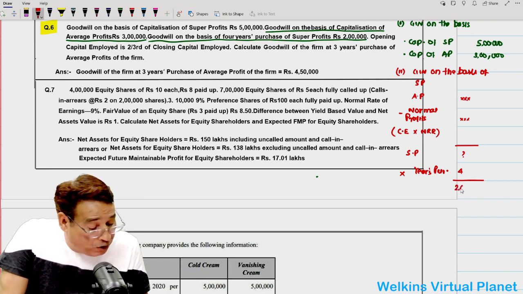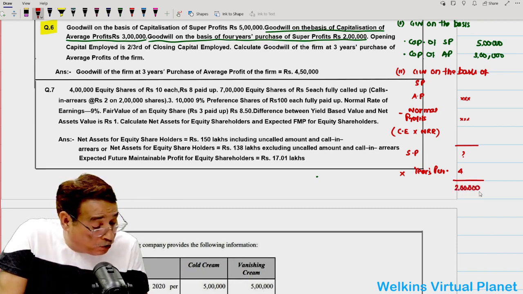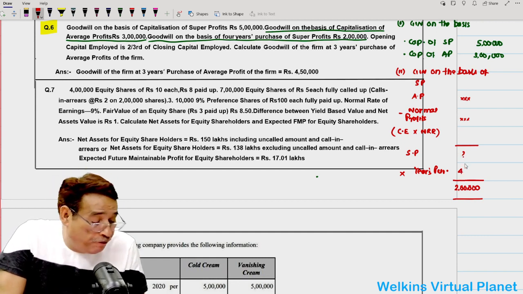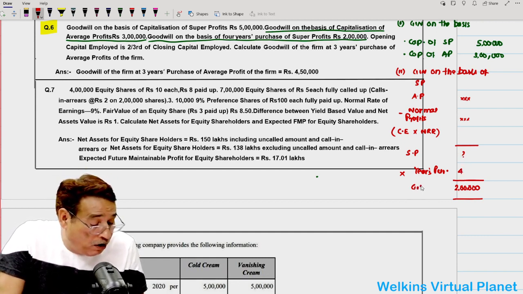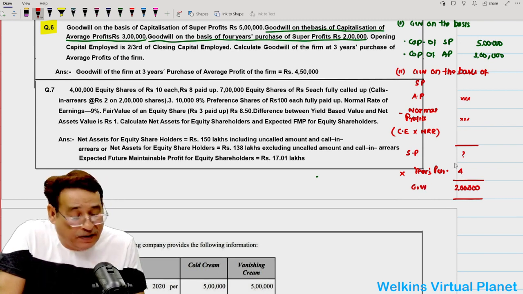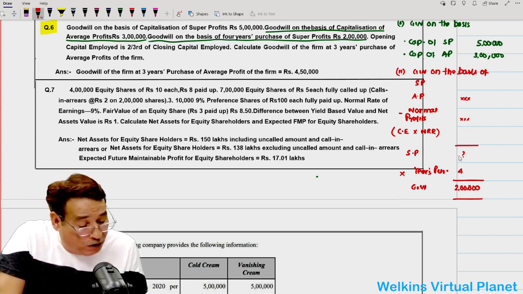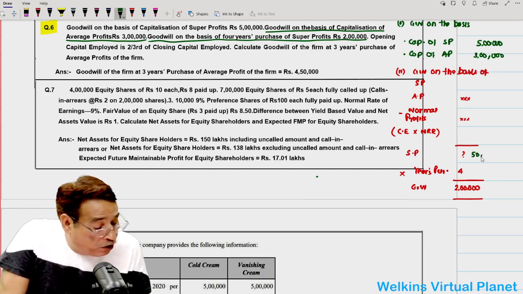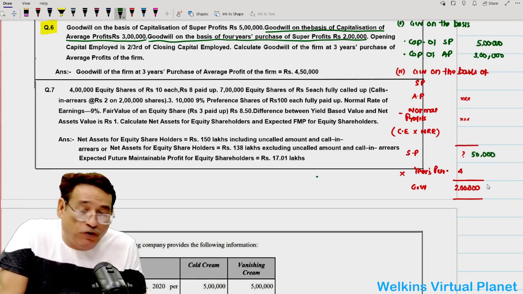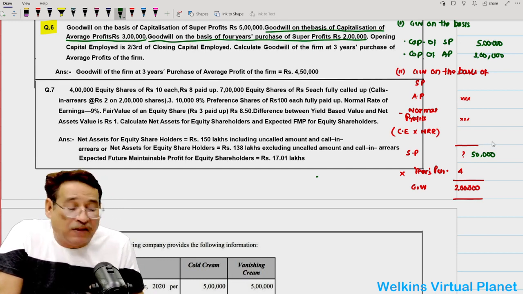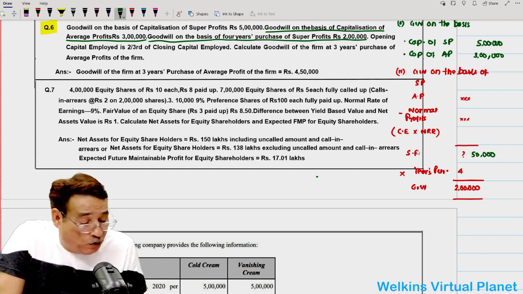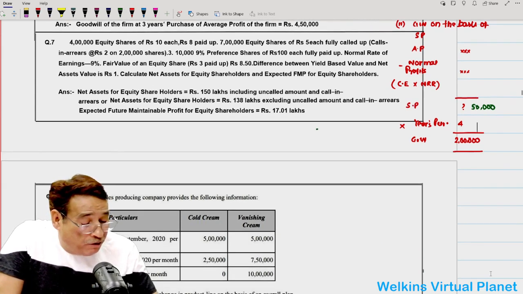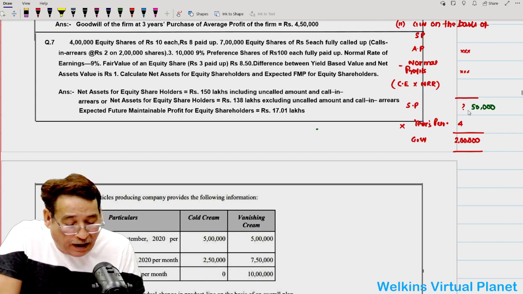Now it is given to you that your goodwill is equal to 2 lakh at 4 years purchase of super profits. Now if you have the amount of goodwill, and you have the years of purchase, you let me know what would be your super profits. Quite obviously, your super profits must be equal to 50,000, because 50,000 into 4 could be only 2 lakh. Now, at least I have been able to derive the value of super profit. Correct? Now, I have got the valuation of super profits in my hand.